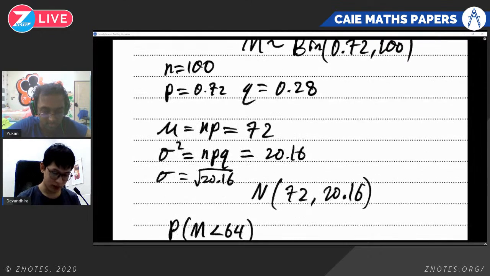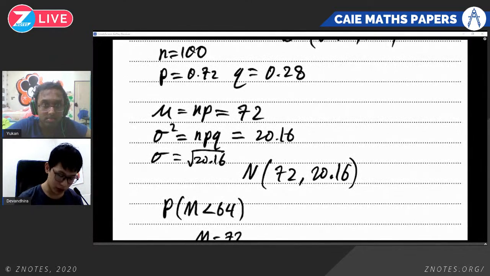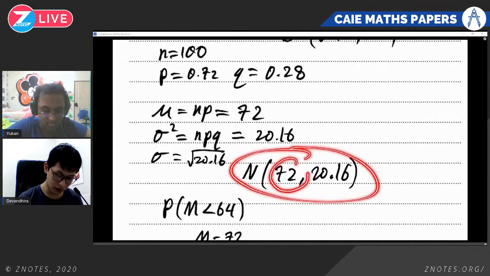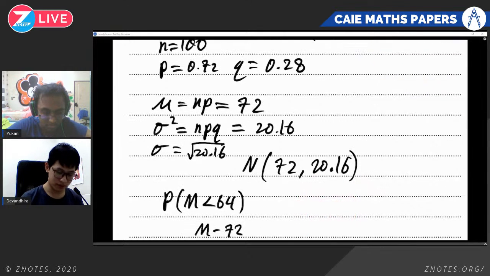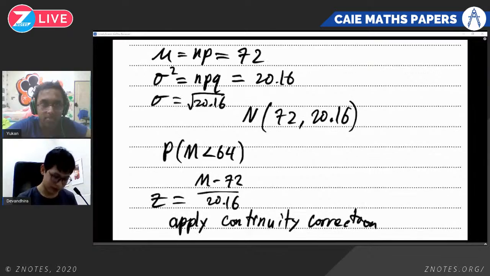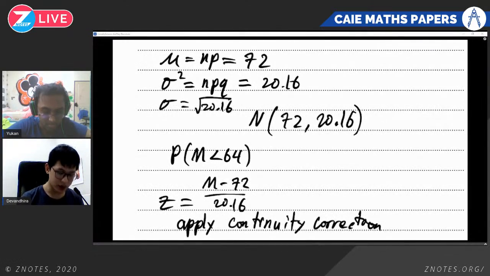So that means our normal distribution can be written this way, where the mean is 72 and the variance is 20.16. You can write this as the root of 20.16 squared. That's also fine, but this is also fine too. And we're asked to find the probability that m is less than 64.